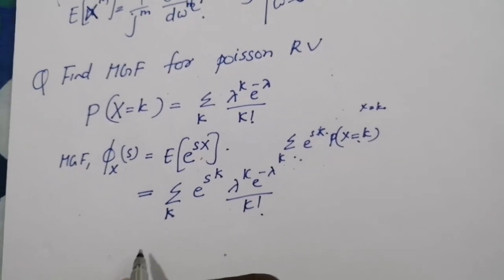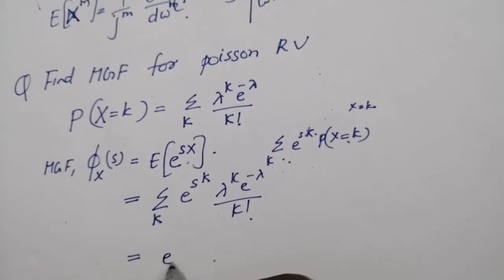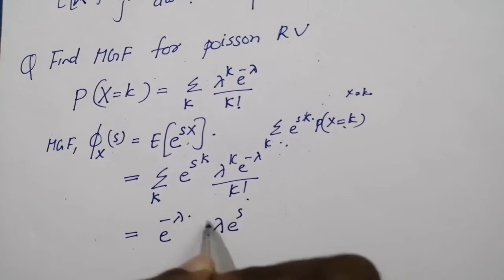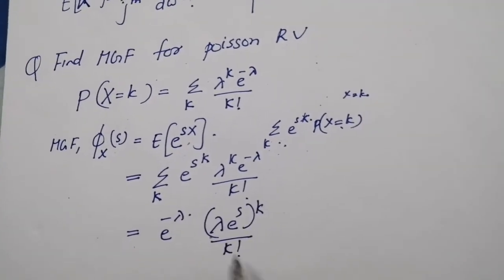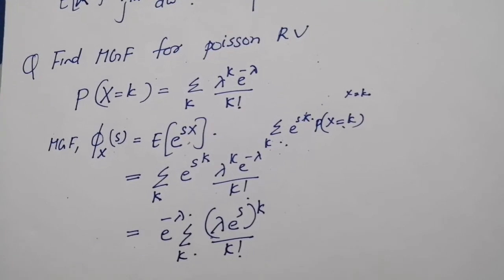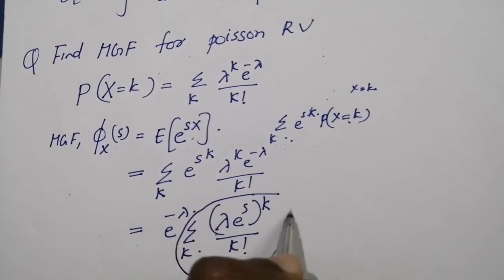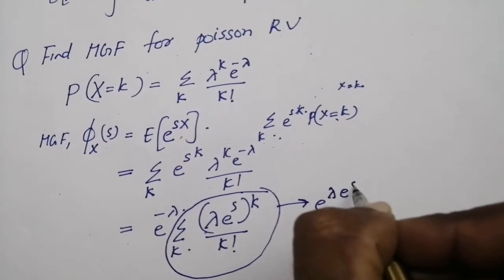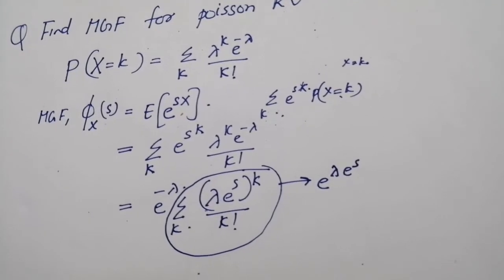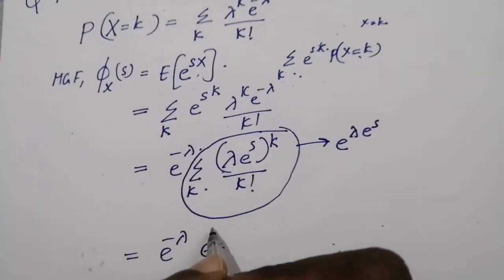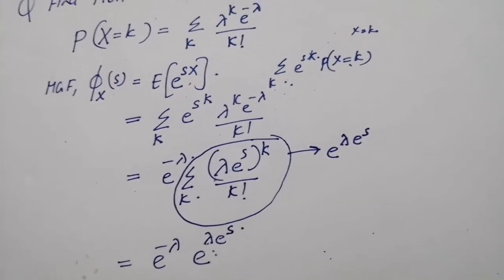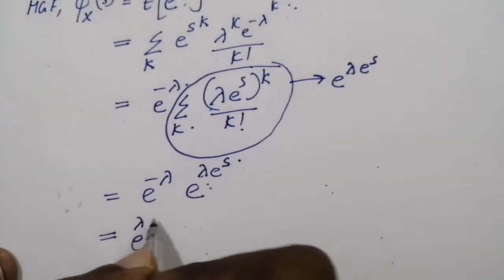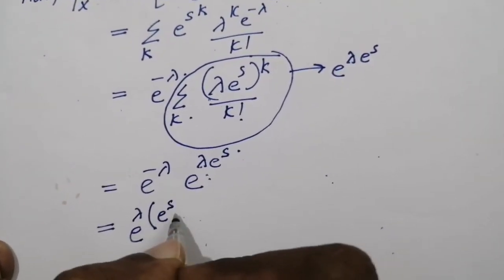So this will be equal to e raised to minus lambda, summation over all k of (lambda e raised to s) the whole raised to k by k factorial. We know that this sum is e raised to lambda e raised to s. So this will be equal to e raised to minus lambda times e raised to lambda e raised to s. So this will be equal to e raised to lambda into (e raised to s minus 1).